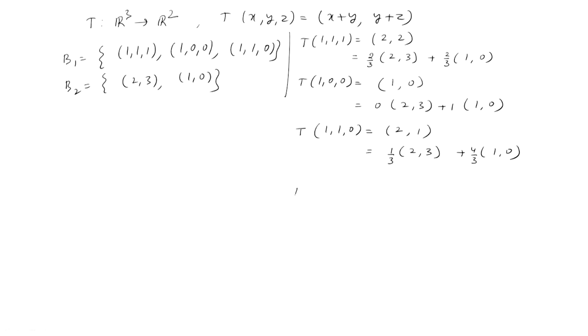So, the matrix corresponding to this linear transformation with respect to these two bases will be: the first coordinate (2 by 3, 2 by 3) as a column vector, the second coordinate (0, 1), and the third vector (1 by 3, 4 by 3). So, it is of order 2 cross 3. So, this will be the corresponding matrix of the linear transformation.